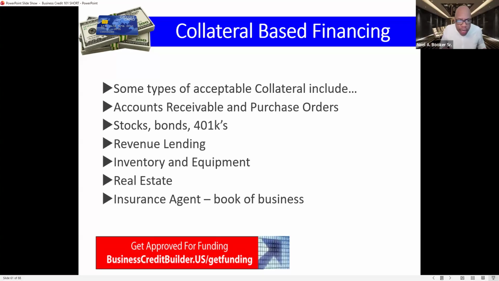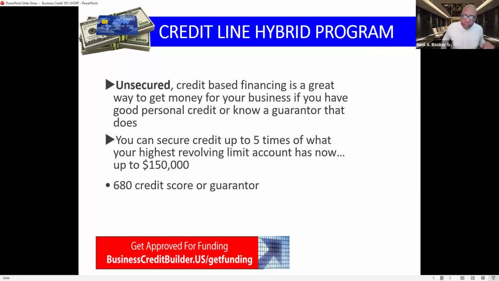All right. Stocks, bonds, 401ks. If you got some investments like that, you can get a business loan. Revenue lending, inventory and equipment. If you got $100,000 worth of inventory or equipment, boom, you can get a business loan. If you have equity in your home, you can get a business loan. Insurance agents have what they call a book of business, which is a list of their clients. They can get a business loan on that.